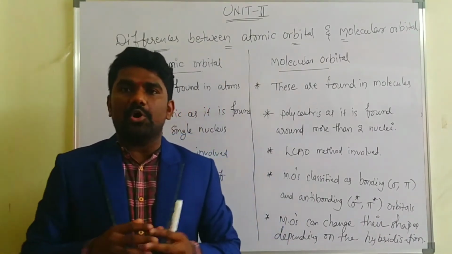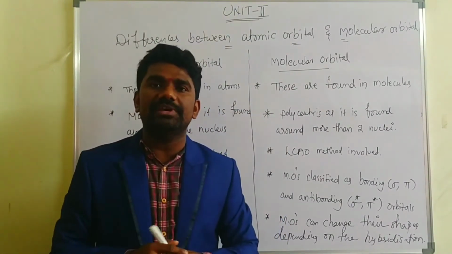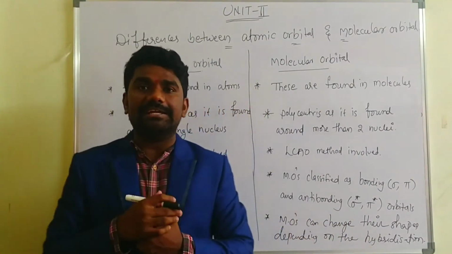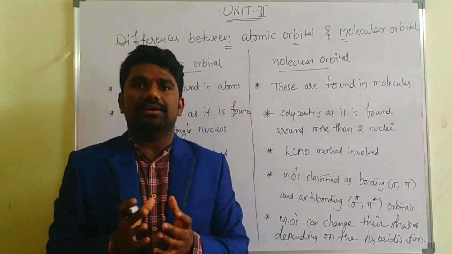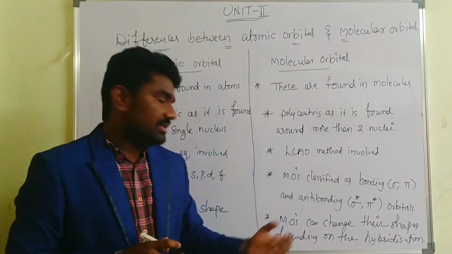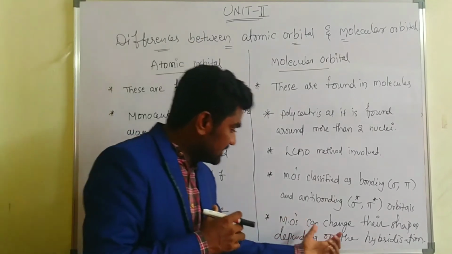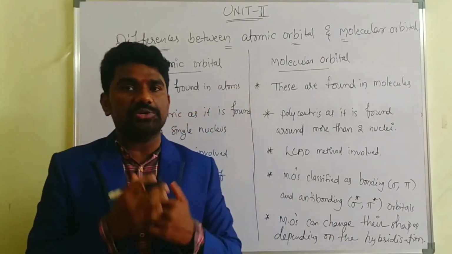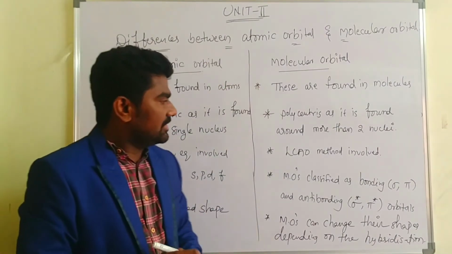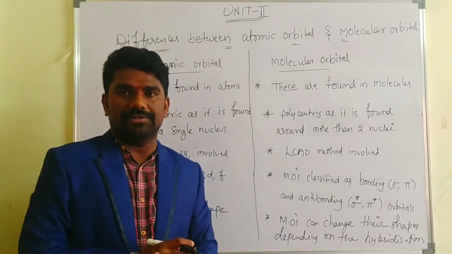The molecular orbitals can change their shapes depending on the hybridization: how the atomic orbitals come close together, how the lobes of the atomic orbitals are oriented, and how the hybridization takes place. Depending upon these circumstances, we have different shapes of the molecular orbitals. These are the main differences between atomic orbitals and molecular orbitals.